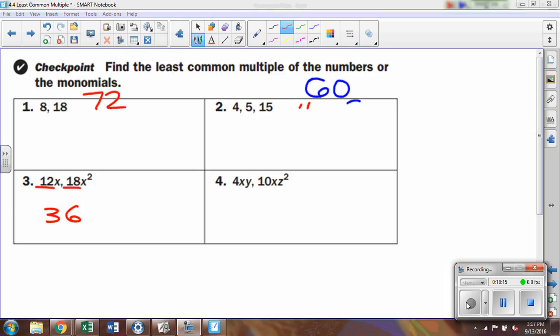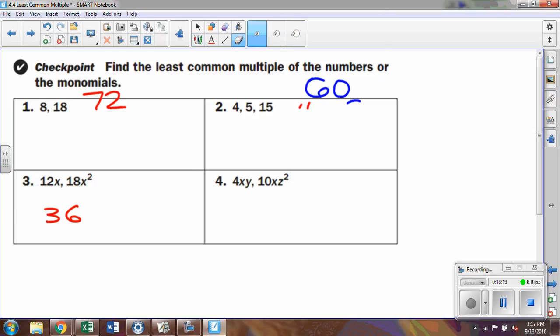Now we have to attach the variables. What variable shows up? X. Okay? Based on these, what is the larger exponent? 2. With a larger exponent of 2, we put on the 2, and we're done. 36x squared is our least common multiple.